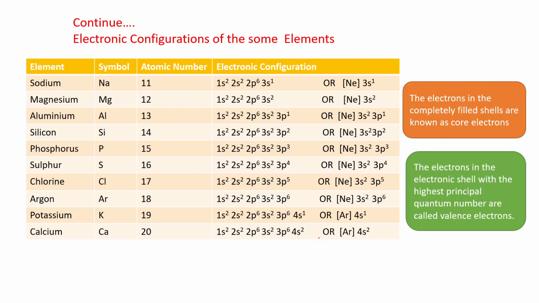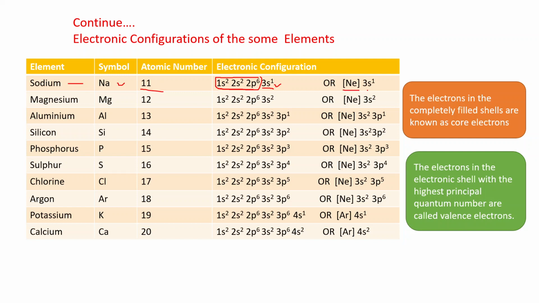Now for the next electron, that is for sodium, atomic number 11, symbol Na, the next electron will go into the third shell, that is 3s1. So 1s2, 2s2, 2p6, 3s1. Now we can say this configuration resembles that of neon, and that's why this electronic configuration can also be written like this.